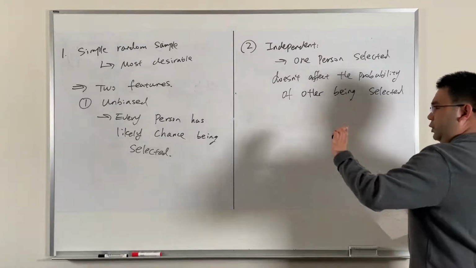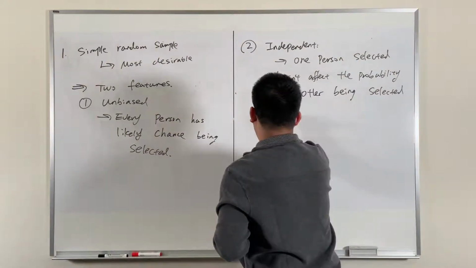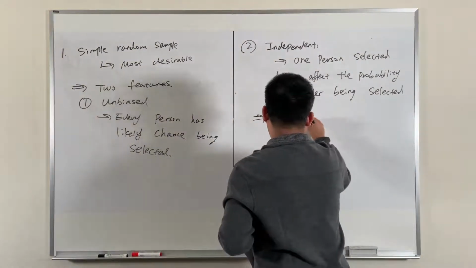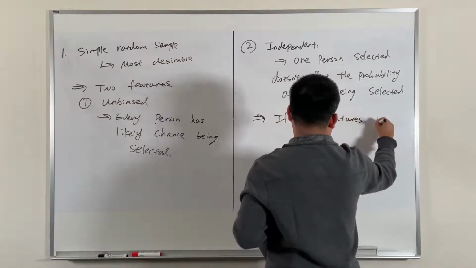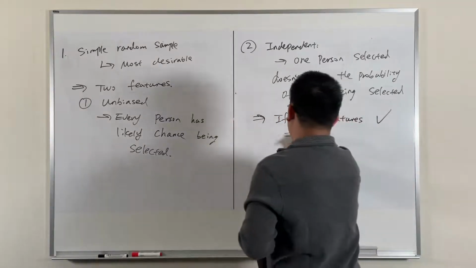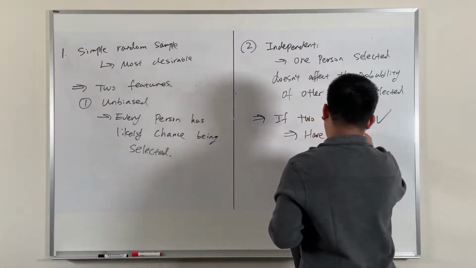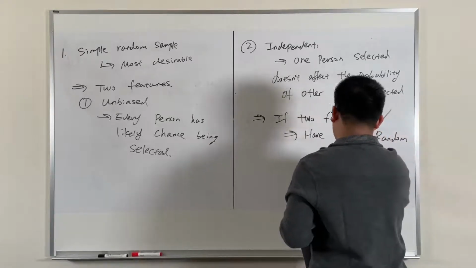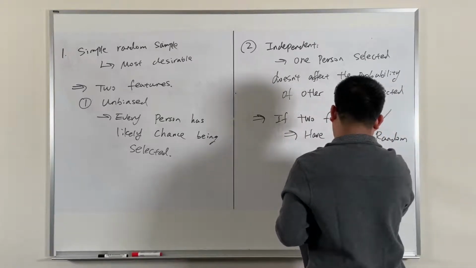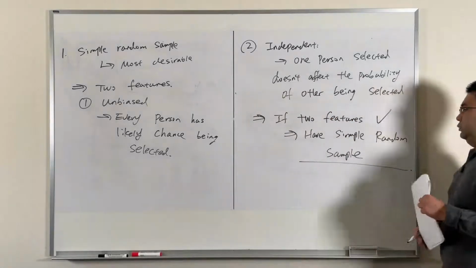So if you have these two features, let's say, are satisfied, then you have the simple random sample.